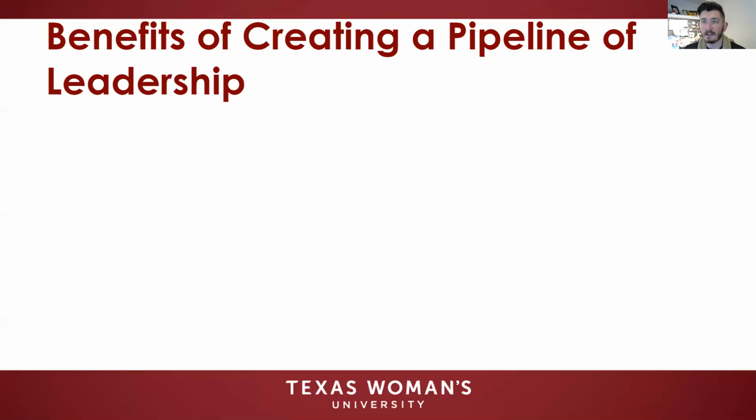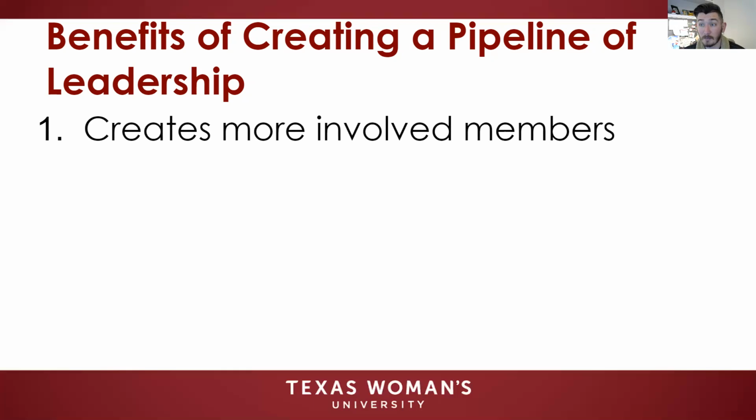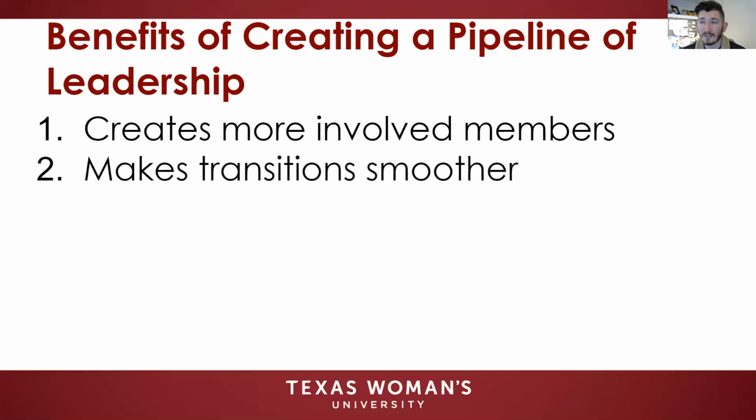So some of the benefits of creating a pipeline of leadership within your organization. One, it creates more involved members. If you have members that are part of that cycle of eventually becoming more involved either in committees or on your executive board, they see that clear path, they're going to be more likely to do more things. They're going to be more likely to be involved and invested in your programs and in your meetings. It also makes transitions smoother. When you're transitioning to that next executive board, it's the difference between transitioning from a full exec board to a half. If you're transitioning from full to full, it's going to go much smoother than if you're having to figure out, okay, which people on our roles can do multiple jobs.